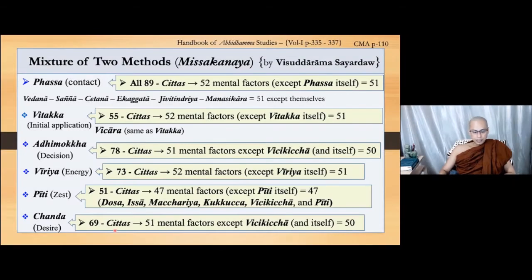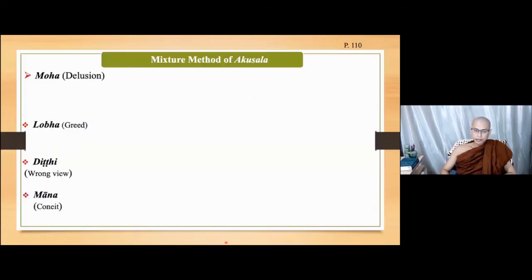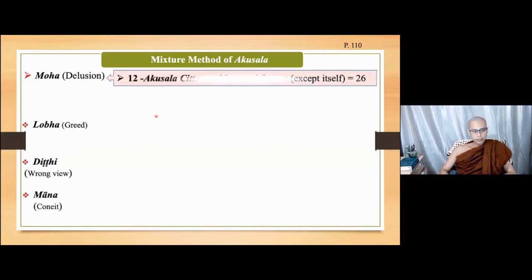So for the consciousness, you can recall the combination of mental factors, Sangaha method. Here, just to understand, just to think about the associated mental factors. Okay, so the mixture method of akusala. Here, Moha is one of the unwholesome universal factors. So it associates with all 12 akusala citta and 27 mental factors. If we take out Moha, it's 26.